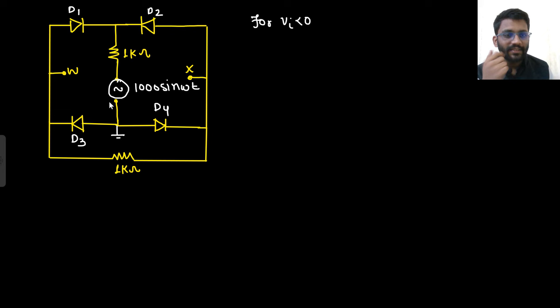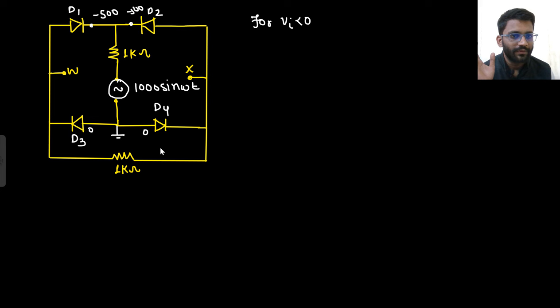Did you do the analysis on your own? If you did, you would realize Vin is less than 0. That means some negative value will come. Let's assume here minus 500 comes. Here also minus 500. Here it is 0 and here it is 0.